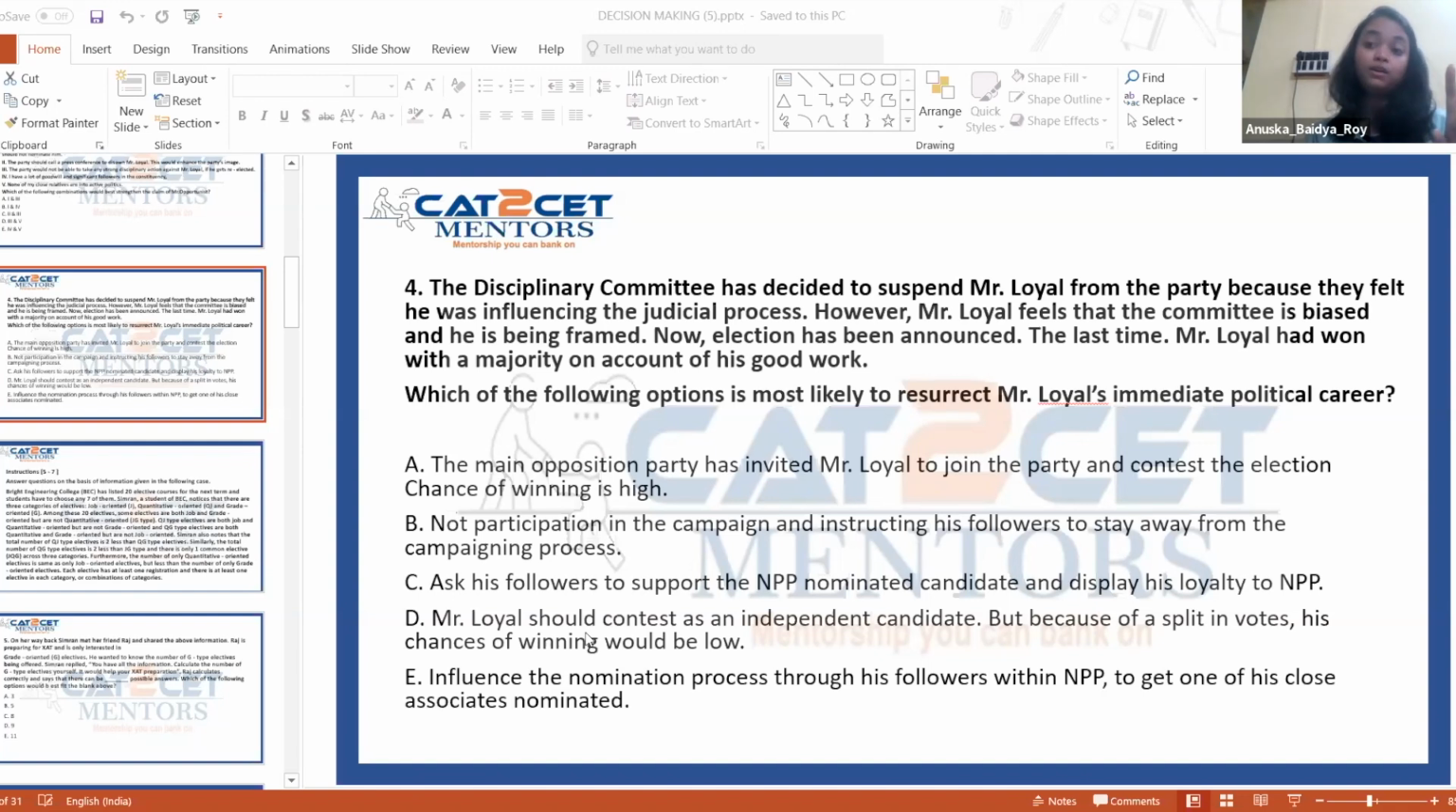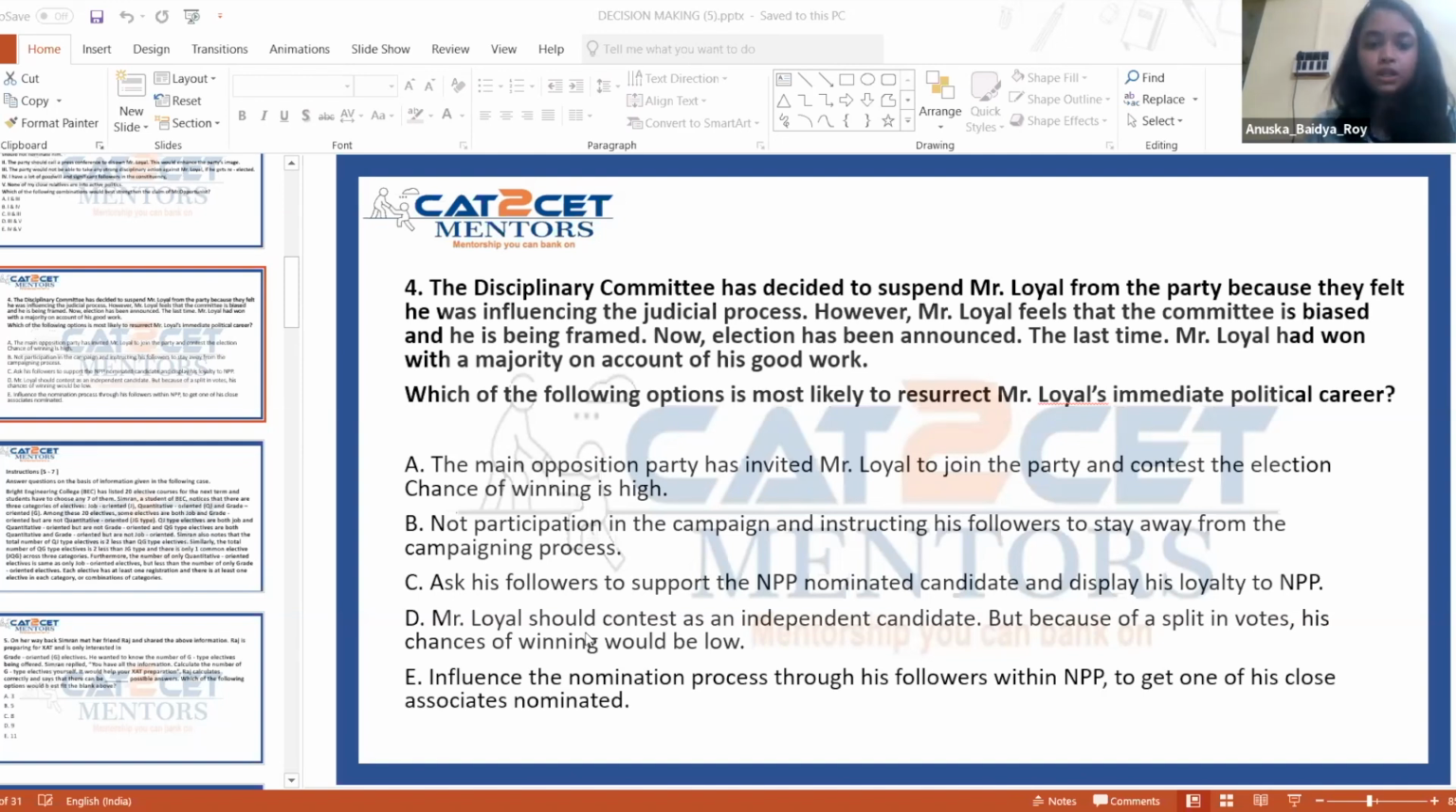So if he works for the opposition, chances of winning is high. Political career immediately resurrected. D, chances of winning is low. He will have to keep on fighting against NPP and the other political parties. So immediate resurrection, not a good option.